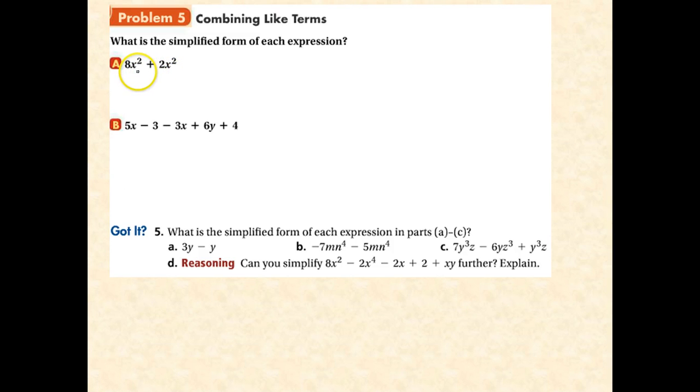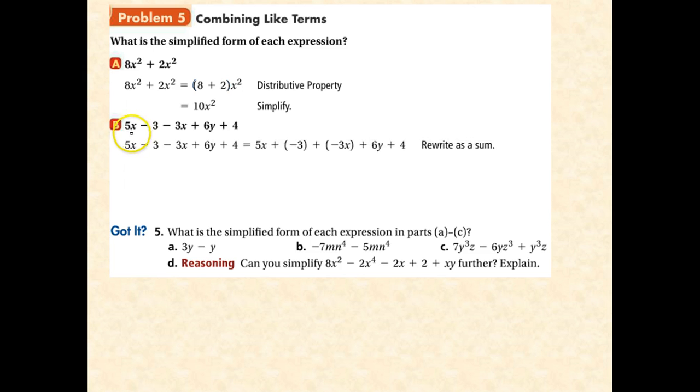Let's take a look at how that works. 8x squared plus 2x squared. We can think about the distributive property backwards by saying that this is x squared times 8 plus 2. So if I have two like terms, I can say this is like 8 x squareds plus 2 x squareds, or I can say, let's put the coefficients out here. 8 plus 2 is 10, so this is 10x squared. 8x squared plus 2x squared, 10x squared.